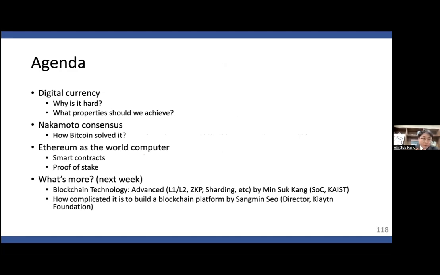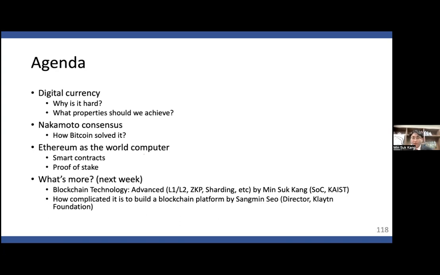So next week, we're going to talk about the next topic, blockchain advanced topics like L1, L2. So far, we've been talking about L1, the layer one main chain, and there are many L2 candidates, and that also sometimes includes zero knowledge proof and sharding as well for increasing the throughput. So I'm going to give you another shortish lecture about that advanced blockchain technology, and then Dr.